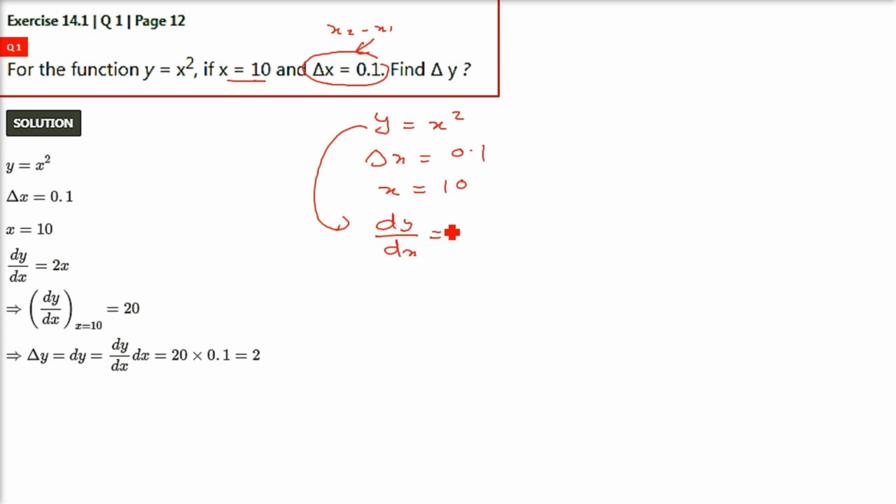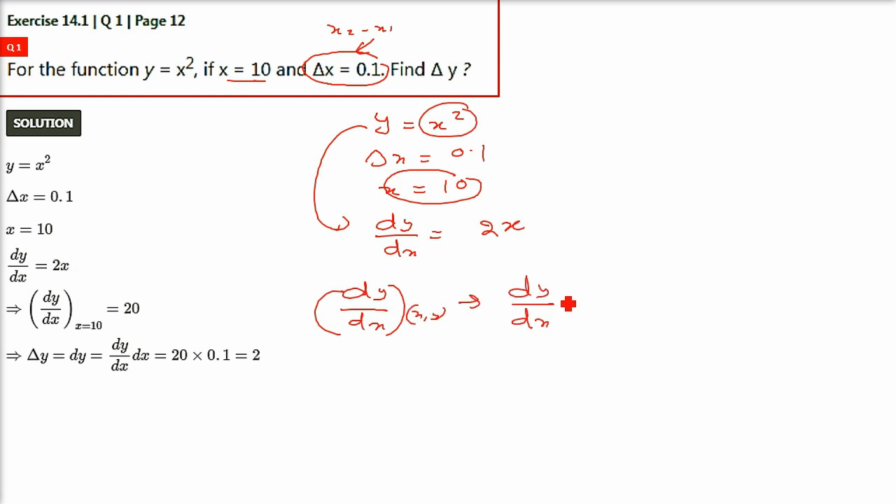Then we have to find out dy by dx. We already have the function x square. When we find dy by dx, it is 2x. Now we have to find dy by dx at the initial value of x. What is the initial value of x? It is 10. So as I said, you have to find this dy by dx at x equal to 10, or the value which is given as x. So it will be 2 into 10, that is 20. So we have found dy by dx is 20.